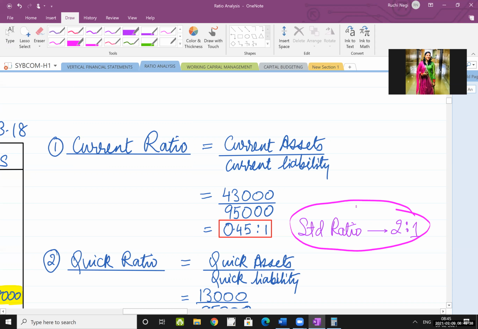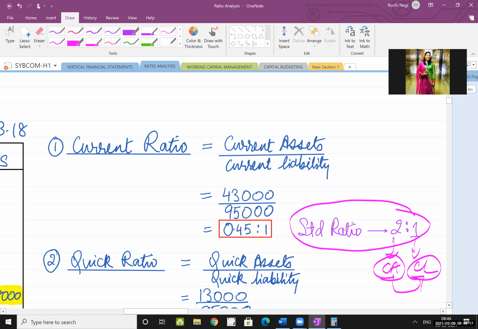इसका क्या मीनिंग होता है? When I say 2 is to 1, मतलब current asset is 2 and current liability is 1. मतलब if you are a good businessman, you should always have your assets double your liability. Okay, so that in future कभी लिक्विड क्या होगा कंपनी इंसॉल्वेंट हो गई तो because your current assets are double your current liability you can pay off. Okay, so standard ratio should always be 2 is to 1.